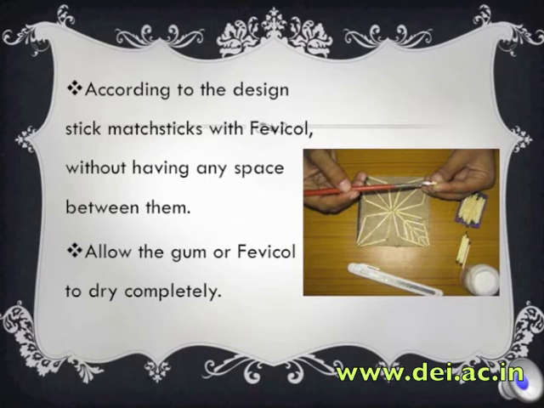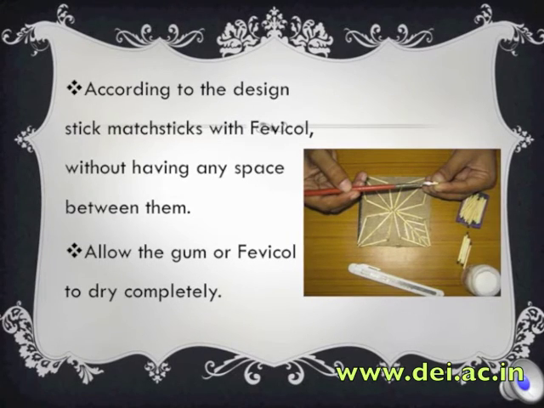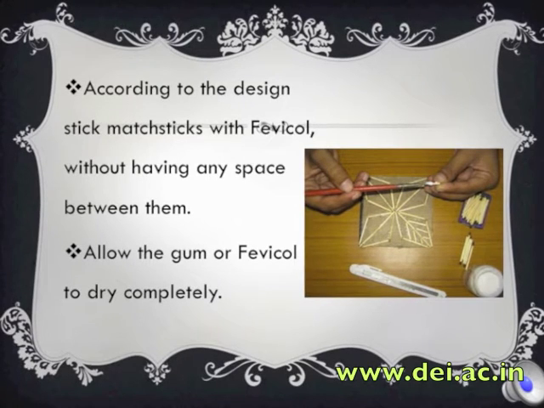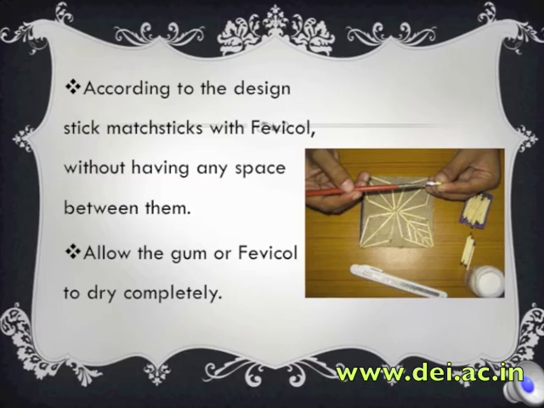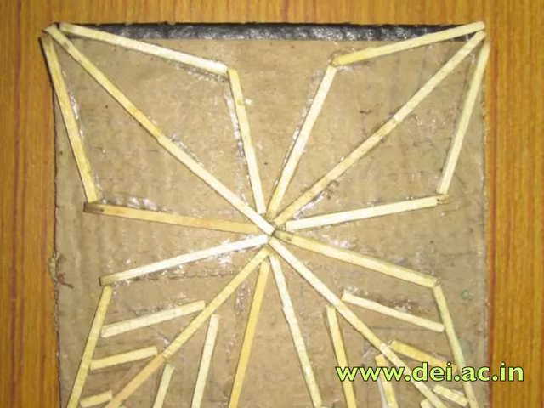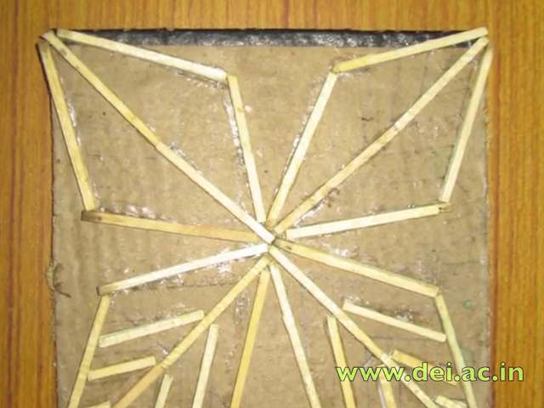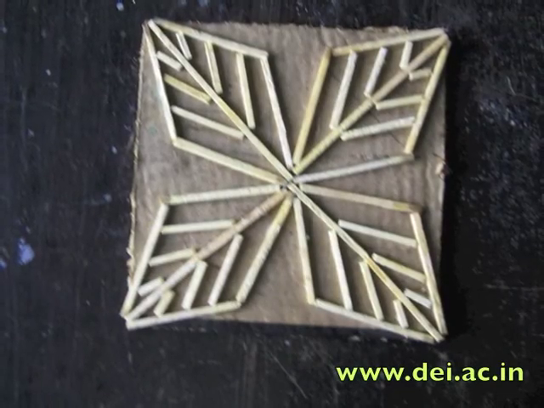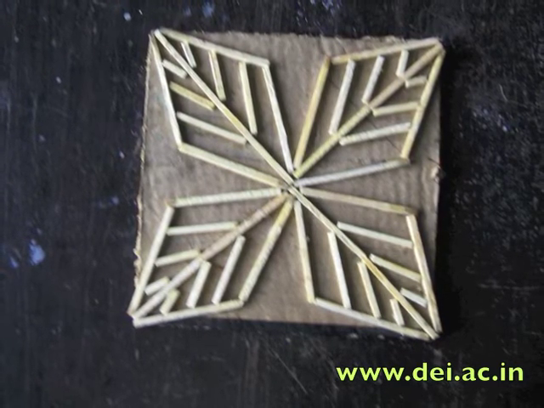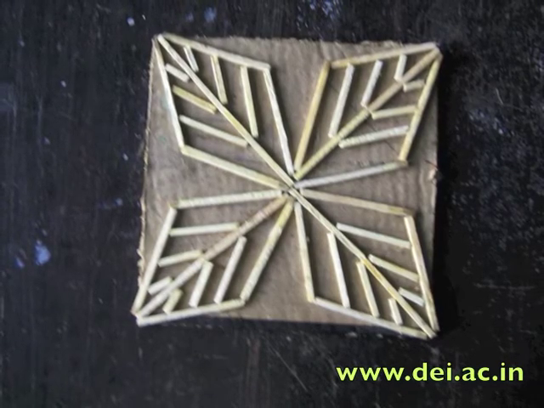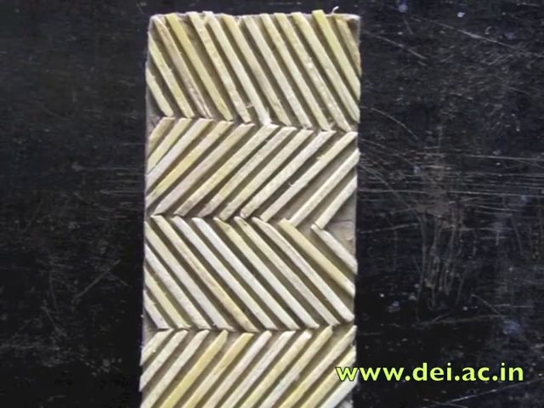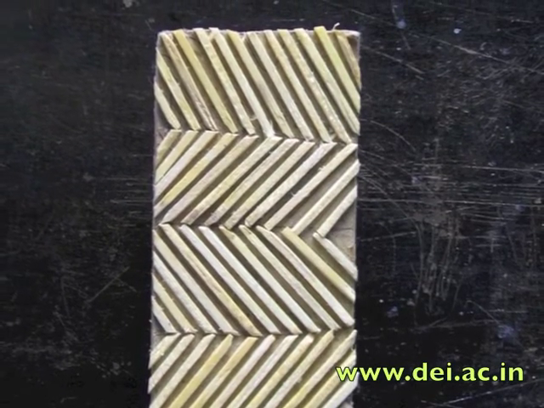Stick the matchsticks on the line of the design using glue or Fevicol. To maintain the continuity of design, keep sticking the matchsticks one after the other without leaving any gaps. Cover the completed design with matchsticks. Do not use it till the glue becomes completely dry.